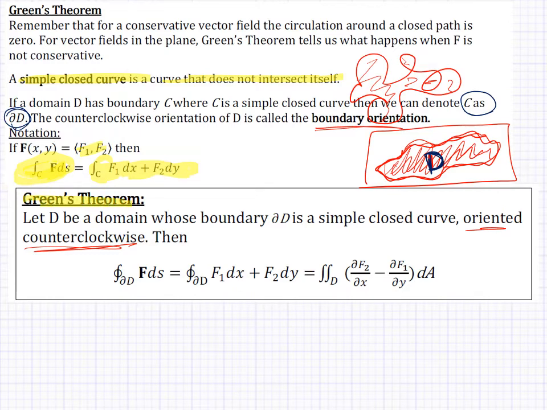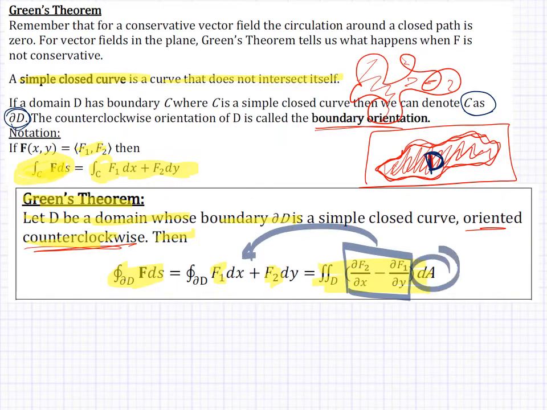So what Green's theorem says is let D be a domain whose boundary is a simple closed curve. Okay, the curve bounds this domain, and it's also oriented counterclockwise. So then, if we wanted to integrate a vector field over that curve, and that vector field has two components to it, so it's a 2D vector field, to do that, we could simply compute this integral, where we integrate this function that comes from the vector field itself over the area that the curve bounds, and we're therefore doing a double integral.